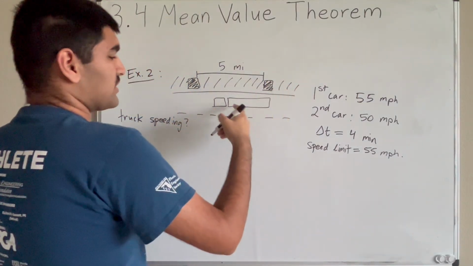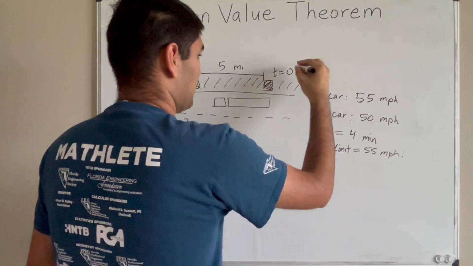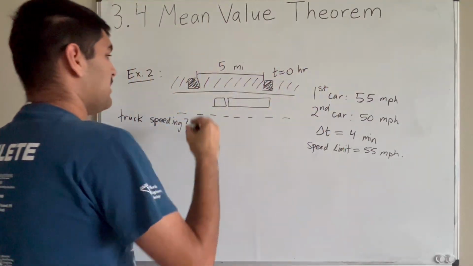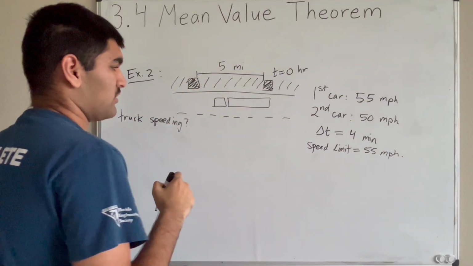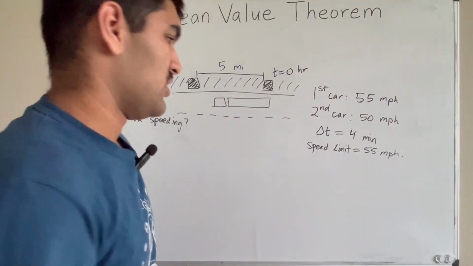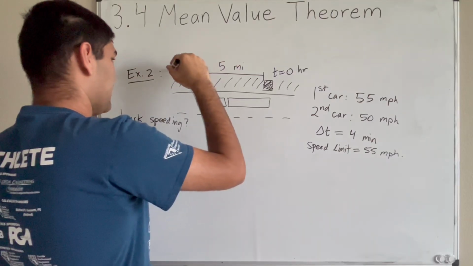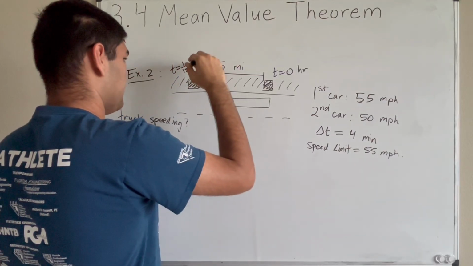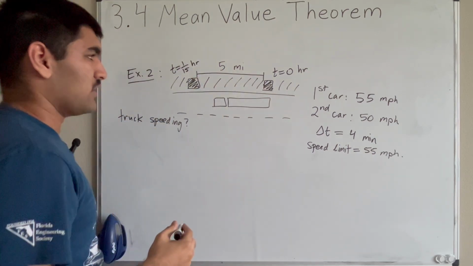So I'll call the time when the truck passes through the first car to be t equals 0 hours. And so that means, what is the time the truck passes through the second car? Well, we're given that it's 4 minutes, but we want t in hours. So let's go ahead and convert 4 minutes to hours. If you do that, you will get that t is equal to 1/15 hours as it passes through the second police car.